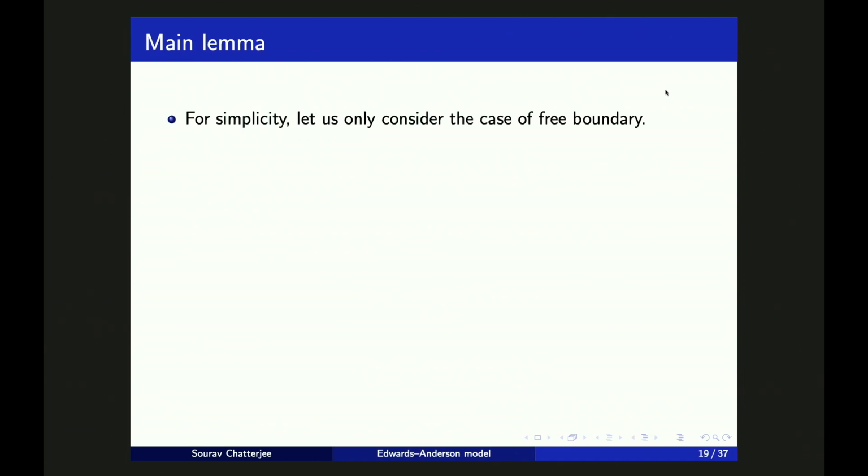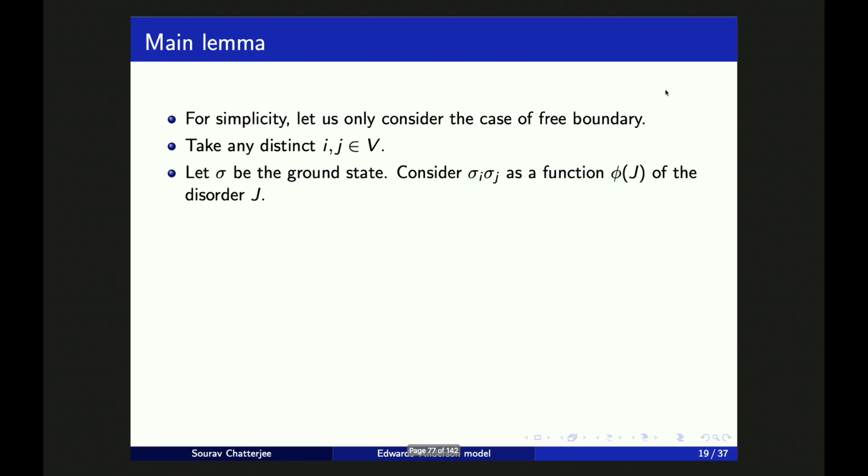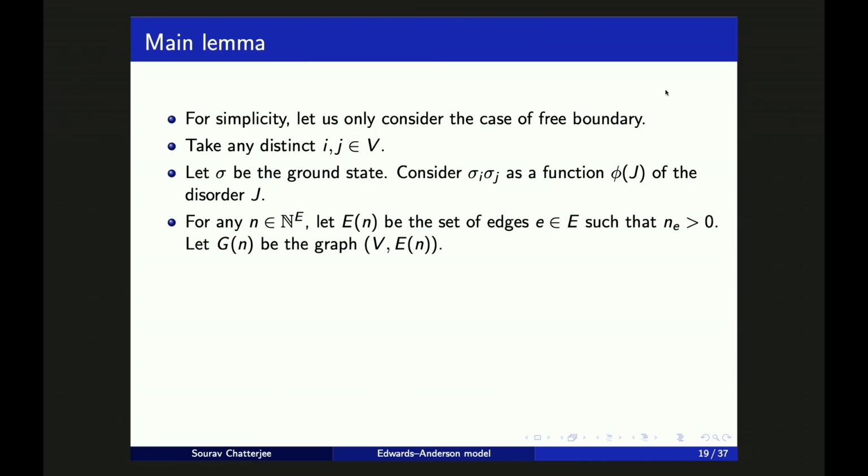So for simplicity, let us consider only the case of free boundary. Take any distinct i and j, two points. Let sigma be the ground state. Consider sigma_i times sigma_j as a function phi of the disorder J. And for any index n, which is a tuple of non-negative integers attached to edges, let E_n be the set of edges e such that n_e is strictly positive. Remember, n_e can be 0 or strictly positive. So you keep only those edges for which it's strictly positive, so that you get a subgraph of your original box. You throw out some edges, keep some other edges.